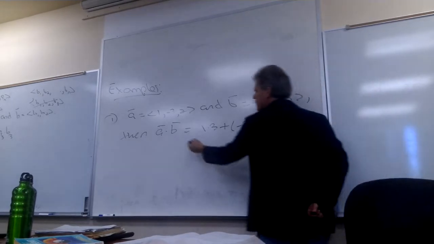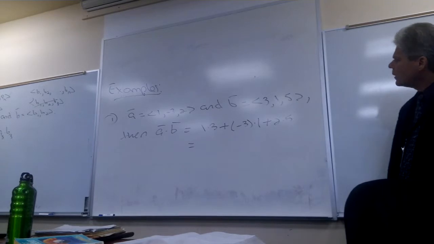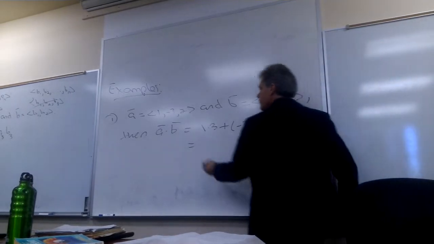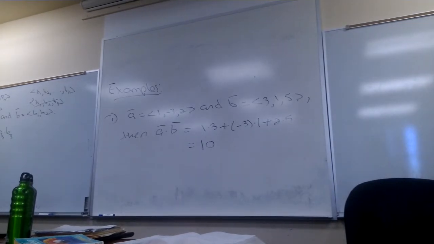I'm sorry, maybe this example insults your intelligence. I know it's a simple arithmetic question. That'd just be a 10. Okay, so it's a number. But keep that in mind, it really is a number, not another vector.